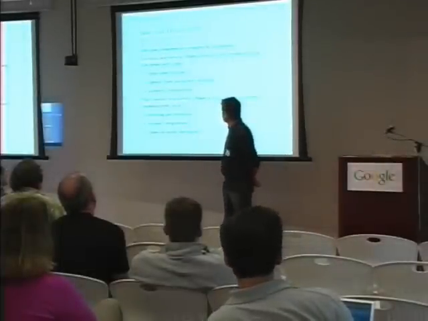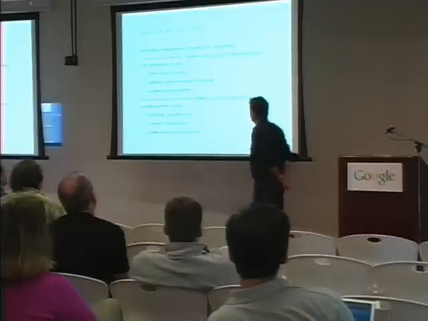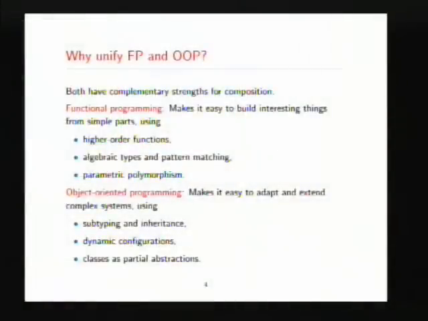What were the reasons? Well, I think the 2 areas really have quite complementary strengths for composition. Functional programming makes it very easy to build interesting things quickly from simple parts using things like higher-order functions, algebraic types and pattern matching, parametric polymorphism. So you can quickly get something off the ground there.